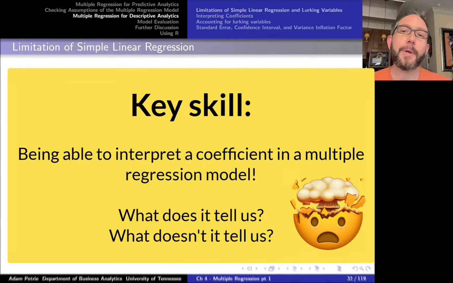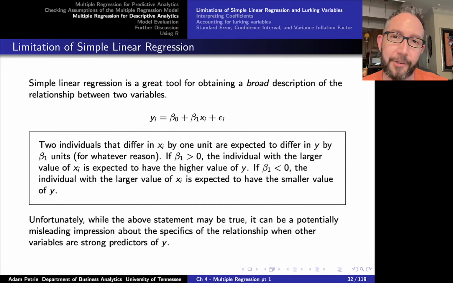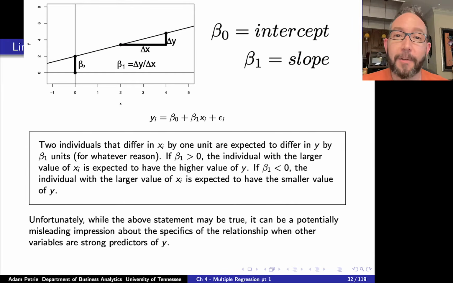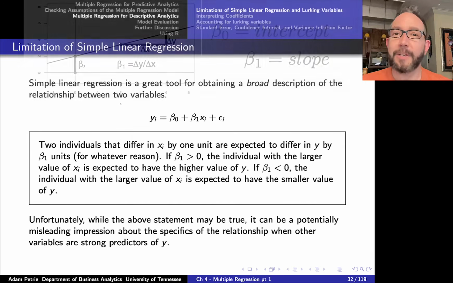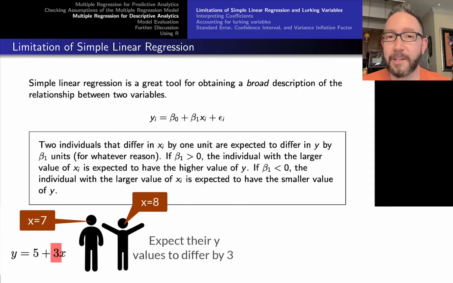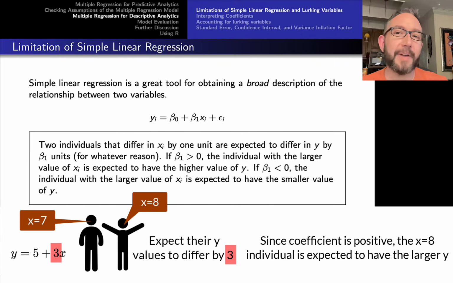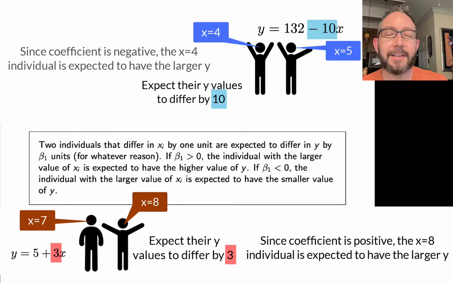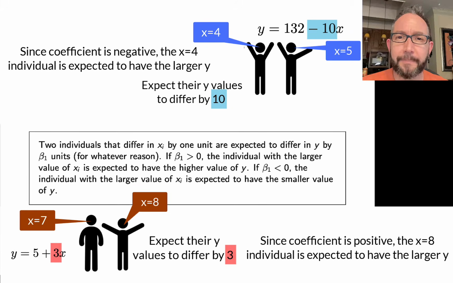So first, very quick review about how we interpret the coefficient in a simple linear regression when we just have one predictor variable. So that's what we call the slope, or beta 1, of our model, and we've had a lot of practice interpreting this. We envision two individuals, they differ in x by 1 unit, and so the slope, beta 1, tells us the expected difference in y between them. So if that coefficient is positive, the individual with the larger value of x is expected to have the larger value of y, and if the coefficient is negative, the individual with the smaller value of x is expected to have the larger value of y.